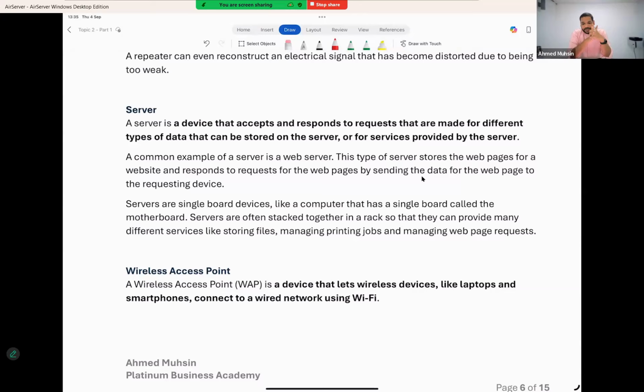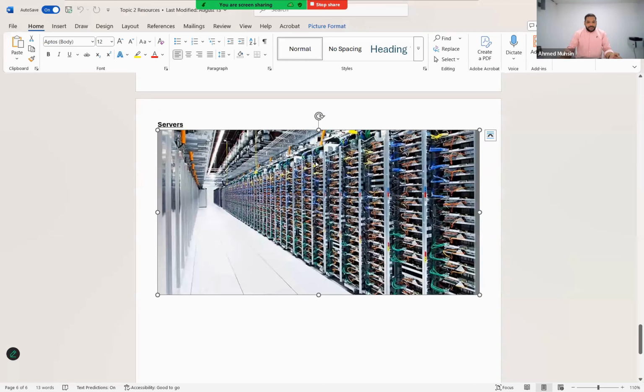Servers are single board devices like a computer that has a single board called the motherboard. Servers are often stuck together in a rack. Can you guys say this? There's hardly any monitor as such. What do you think it contains inside it? What do you think all these stacks contain? Data, meaning, so these are all going to be hard disks, right? These are all a collection of hard disks, to store your data. Everybody okay with this? If you look carefully, you will see all hard disks are stored over here. It's a huge number of hard disks. That's why servers have such a large memory capacity. Are we all okay with this?